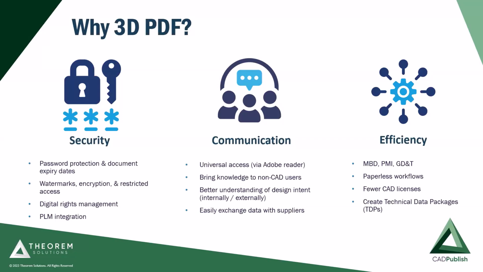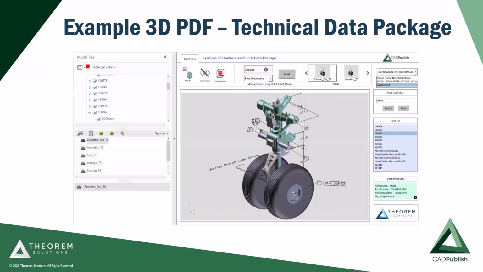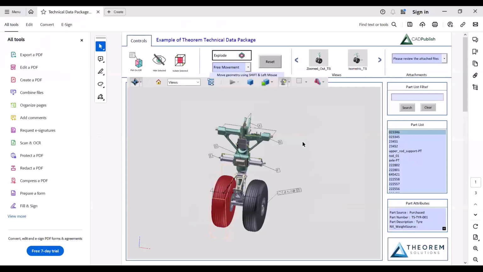And lastly, efficiency. We're seeing 3D PDF being used heavily for MBD projects, particularly those paperless workflows, for those wanting to maybe reduce their CAD licenses, and for the creation of technical data packages, amongst other documentation. The technical data package is a main use case that we really do see for 3D PDF. So I'd like to share with you today just an example of one of our technical data packages.